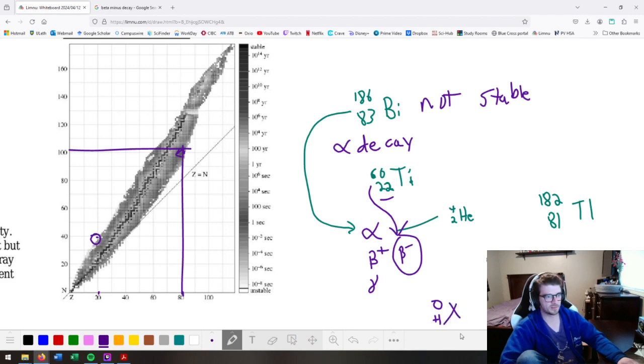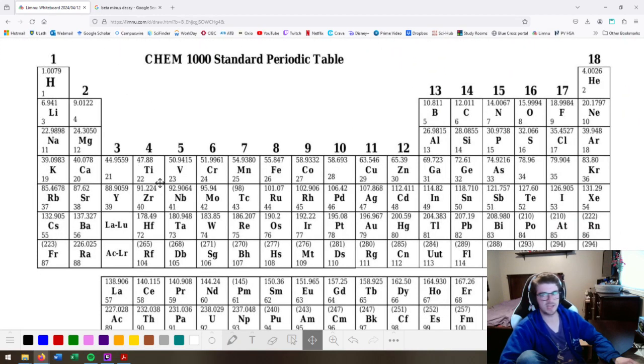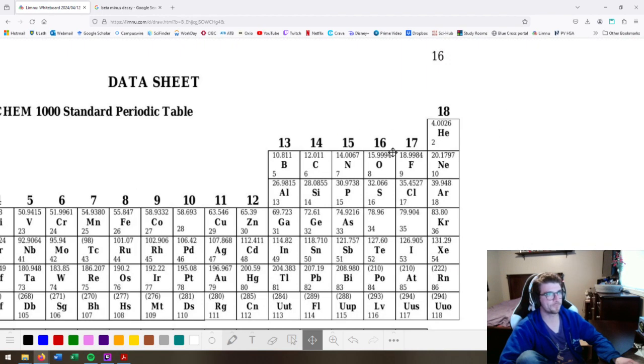And let's just call that element X. So this is what that looks like. A neutron being turned into a proton does not affect the total mass, because neutrons and protons weigh essentially the same amount, but the number of protons is going to increase. So we're going to stay at 60, and then the atomic number will increase to 23, and that's going to take us from titanium to vanadium.